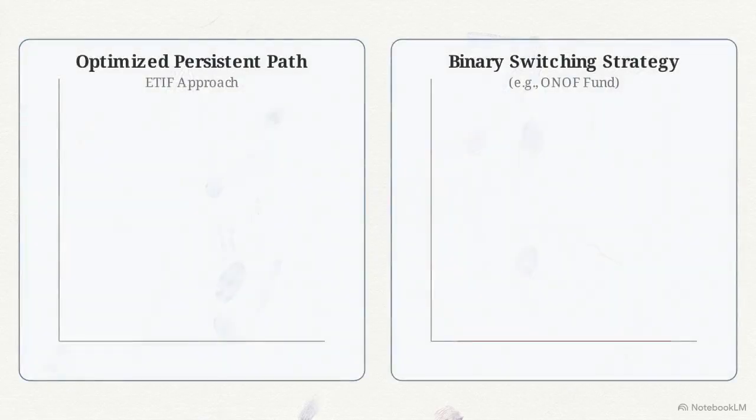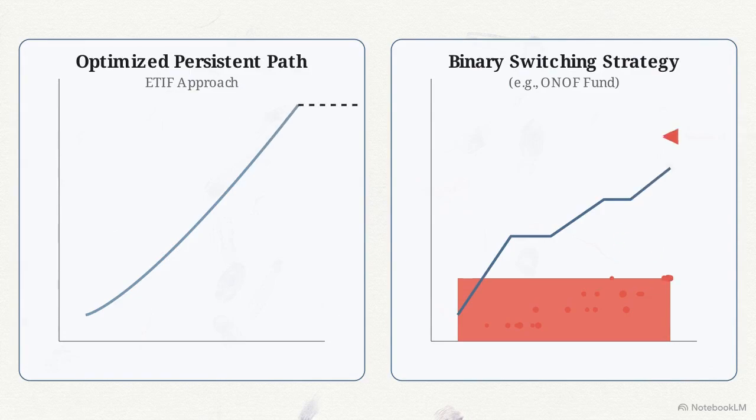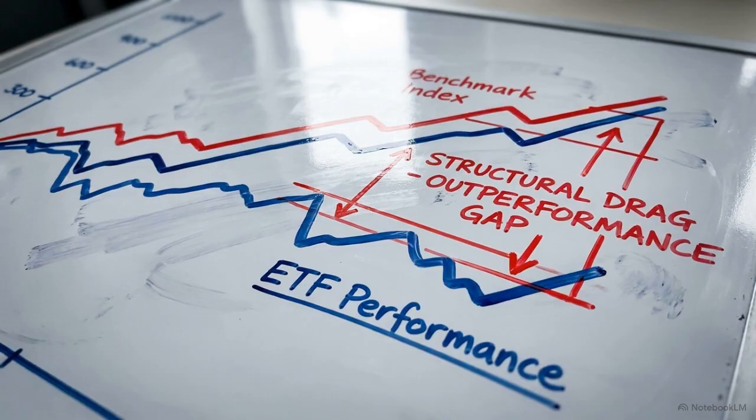We need to look at the math to determine if this aggressive binary switching actually shields investors from loss, or if the friction of moving in and out of the market steadily bleeds away their gains. Highly marketed financial engineering often introduces a structural performance drag. The mechanisms built to manage risk frequently become the exact things suppressing growth.